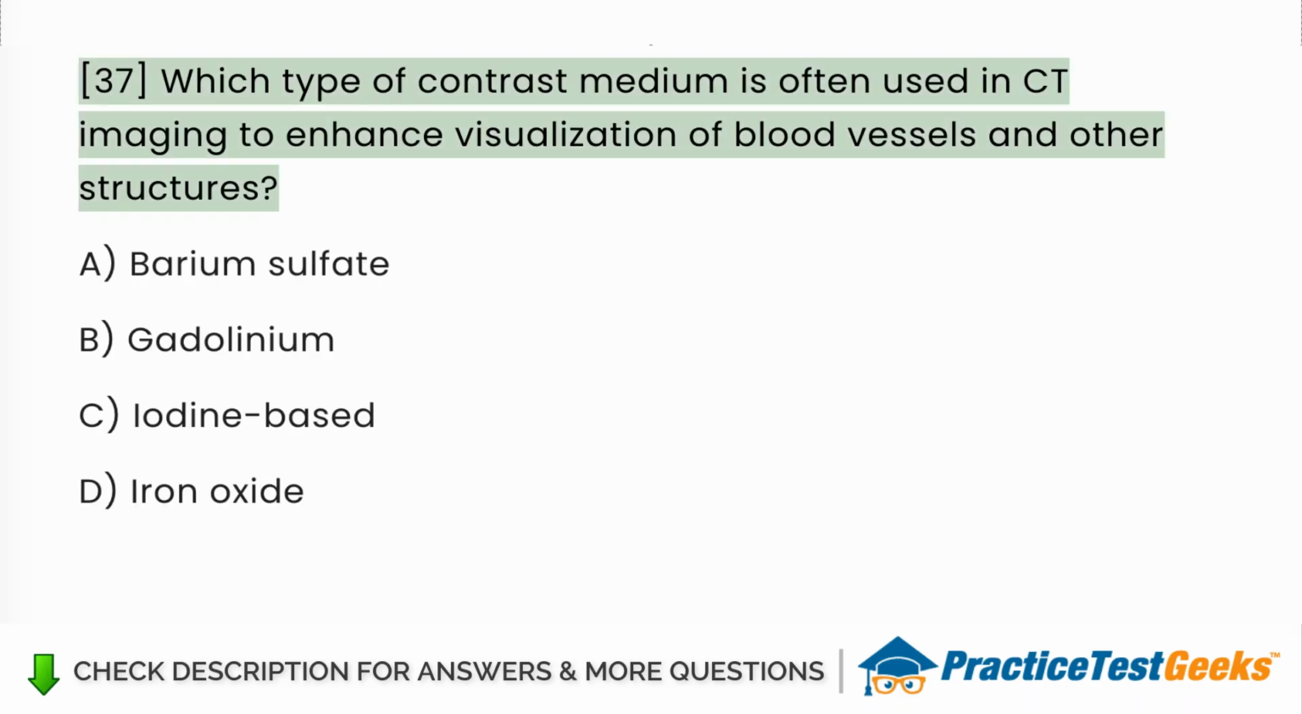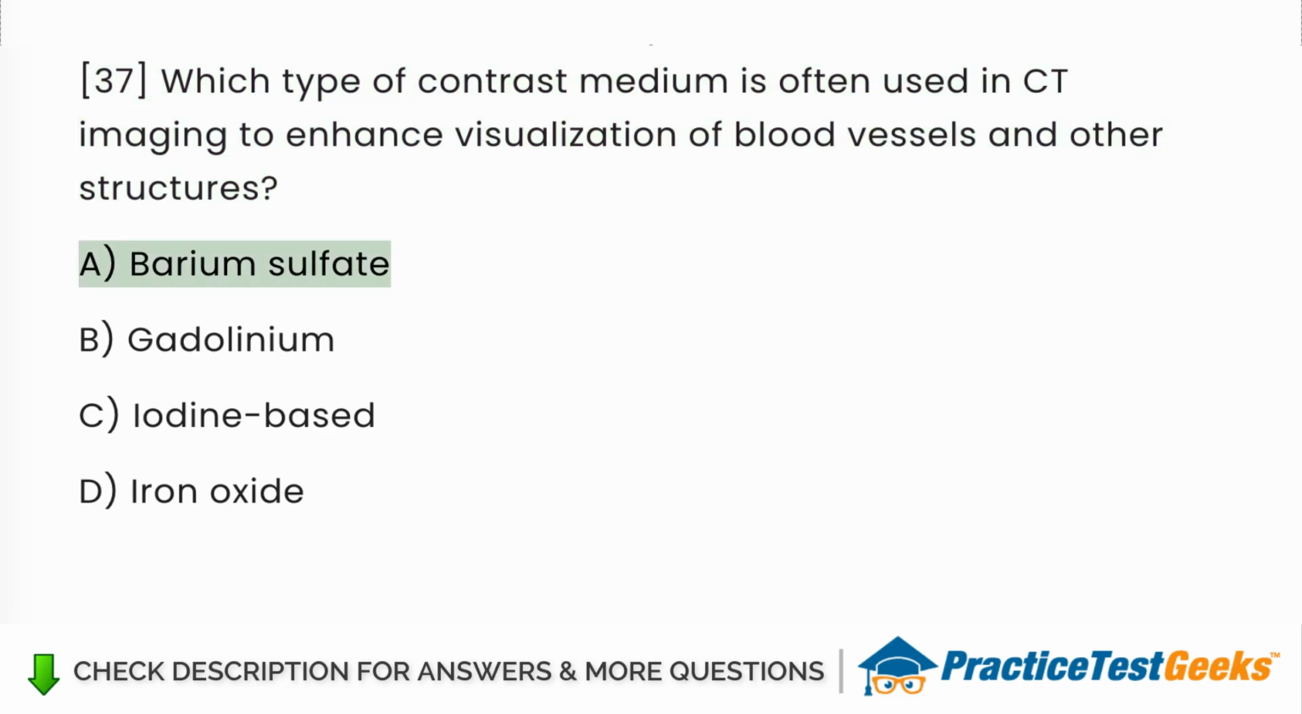Which type of contrast medium is often used in CT imaging to enhance visualization of blood vessels and other structures? A. Barium sulfate. B. Gadolinium. C. Iodine-based. D. Iron oxide.